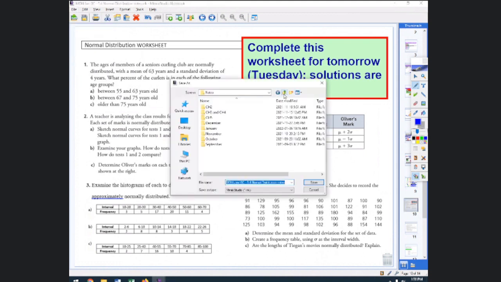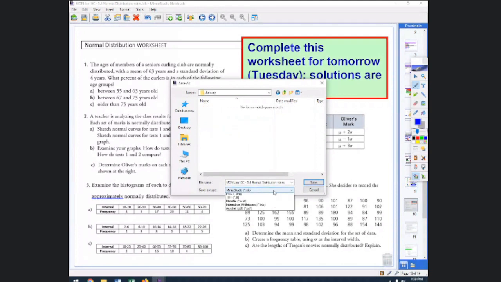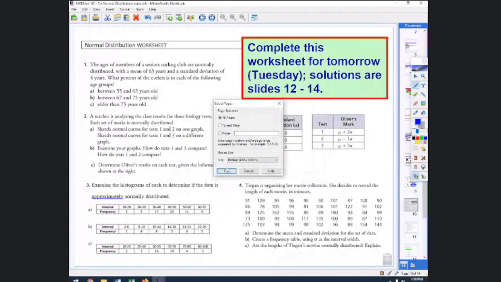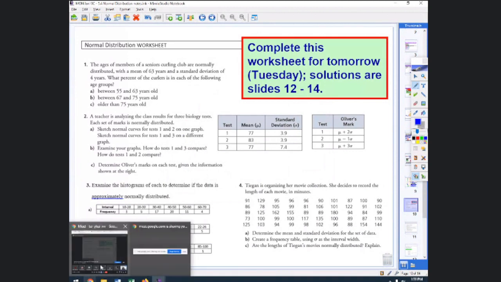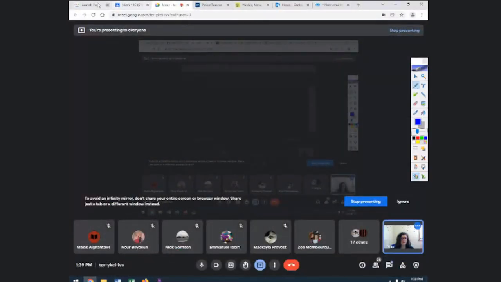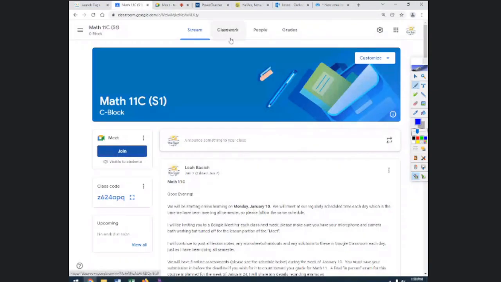I'll just save it as a PDF first. Miss Bacich? So if I go here.